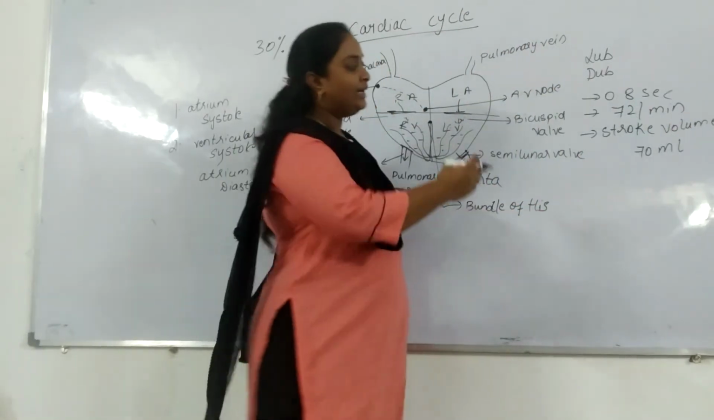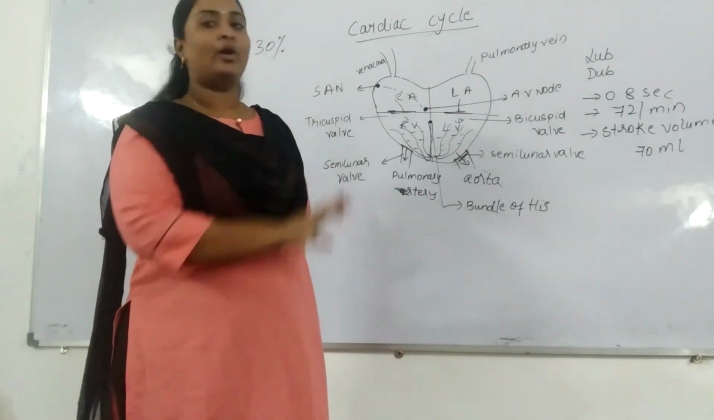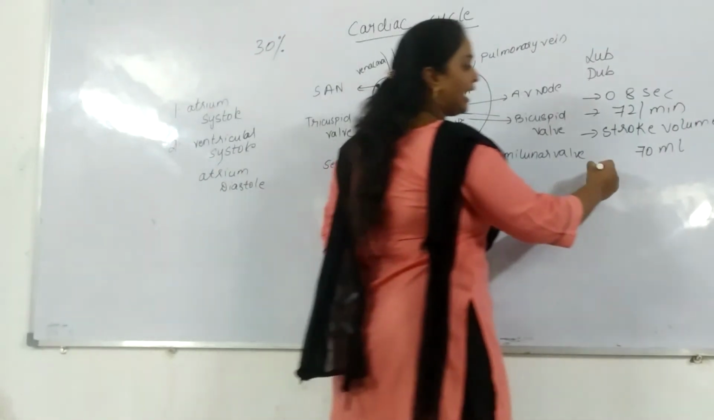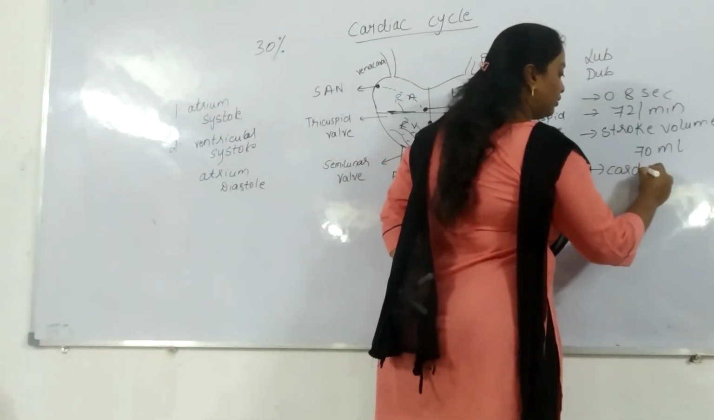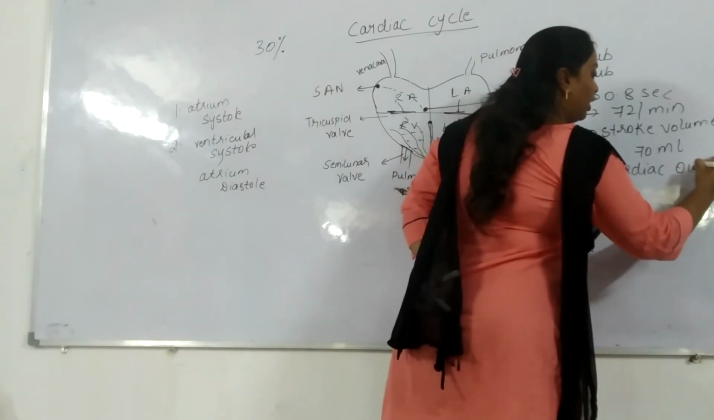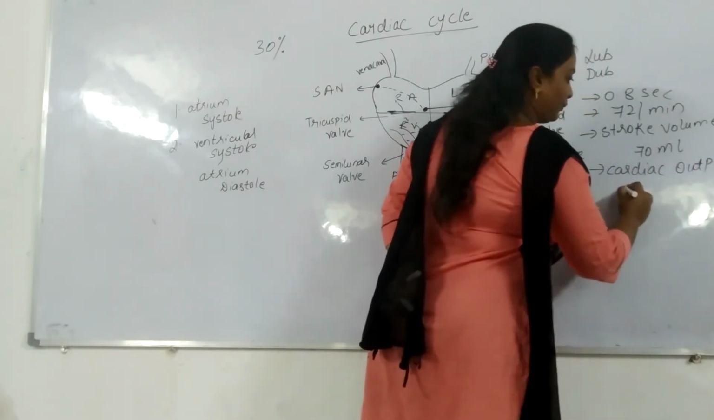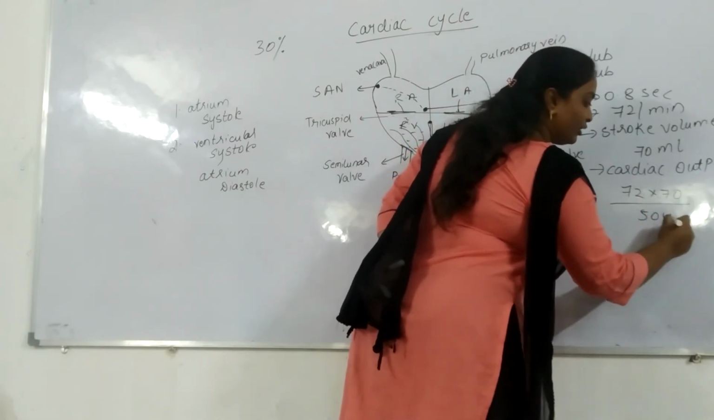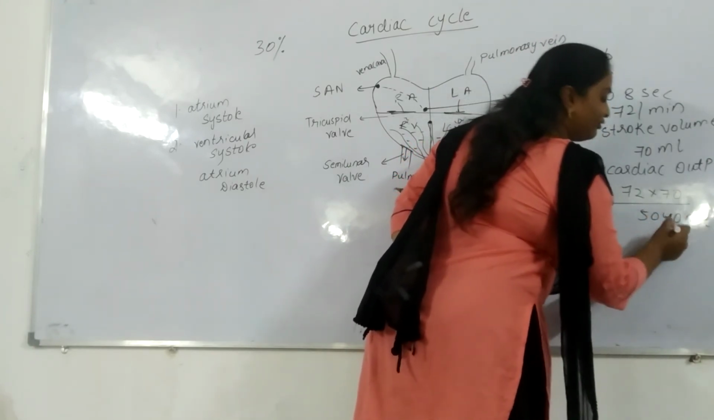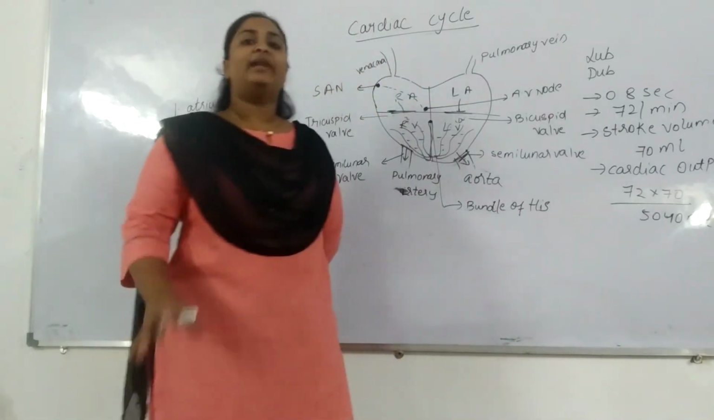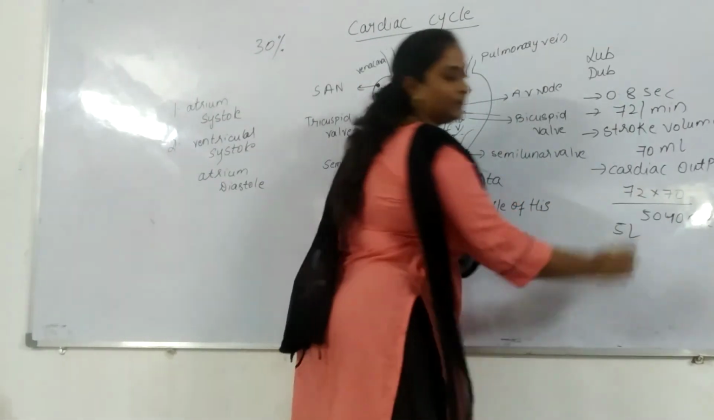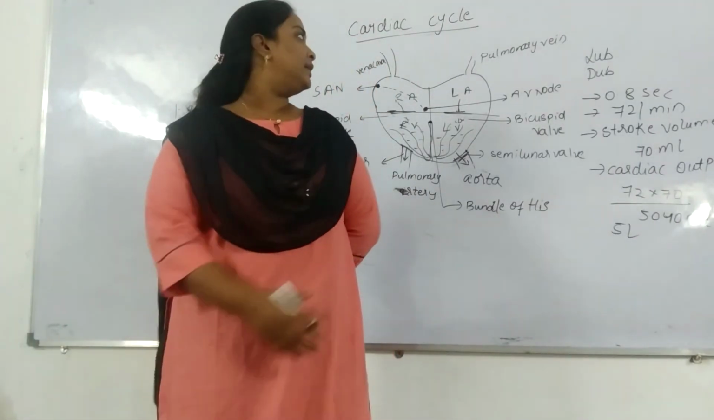By multiplying stroke volume with the number of cardiac cycles per minute, we get the cardiac output, which is approximately 72 times 70, or 5040 ml. Based on this, the blood volume is on average 5 liters in a person. Okay, thank you. This is about the cardiac cycle.